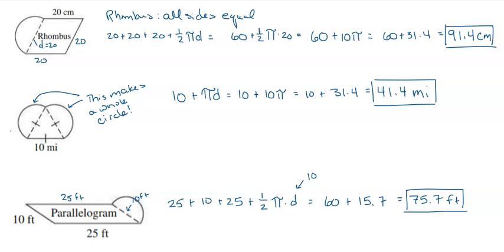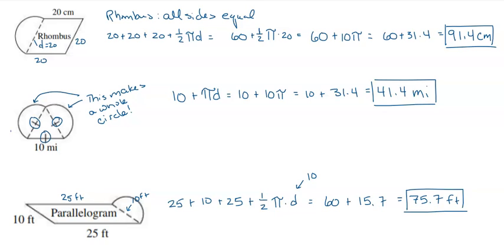Okay, so here's the solutions to all three of these problems. In a rhombus, all four sides are the same, and don't forget this is only half of a circle, so you get 60 because you don't include this in the perimeter. This is just in the center, in the interior, I should say. So you've got 60 plus 1/2 of the circumference of a circle. So you get 91.4.